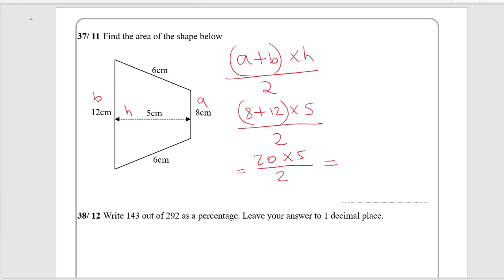When I get an easy calculation like this, I always try to do it here. So 2 goes into 20, 10 times 5 is 50. Always double check using your calculator. The unit is centimeters squared. Always double check all the units are centimeters, so you don't need to change the units. So the answer is 50 centimeters squared.